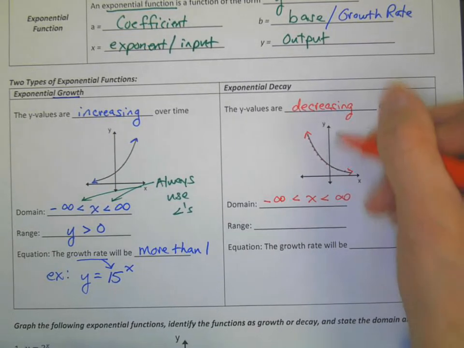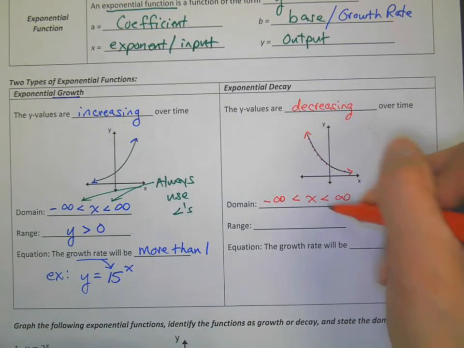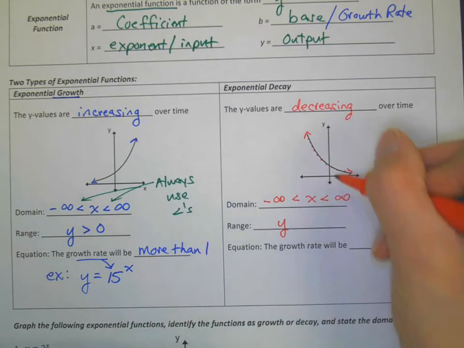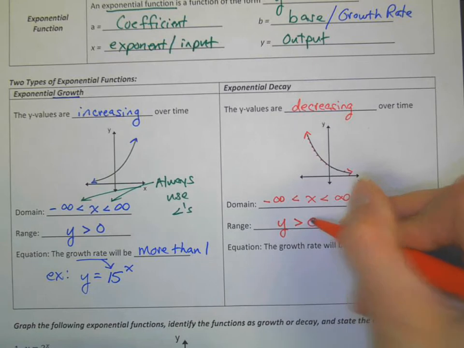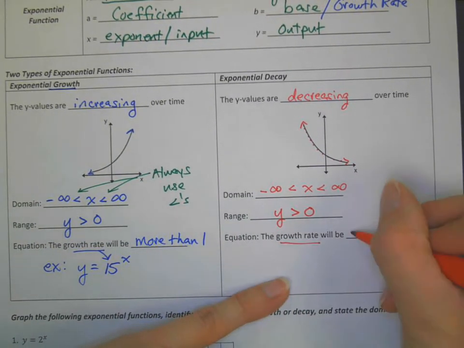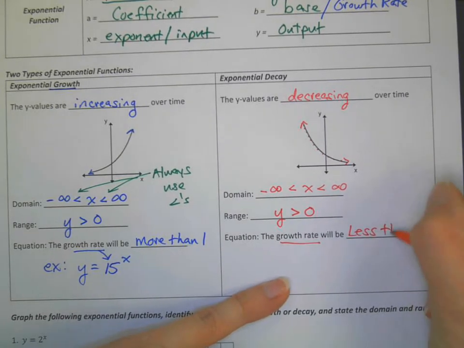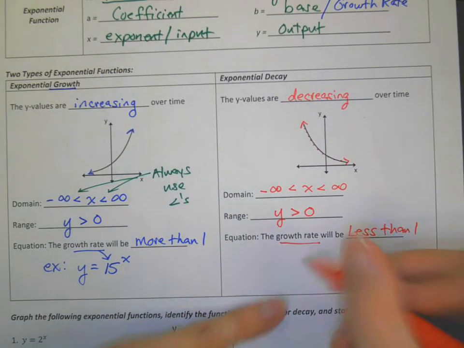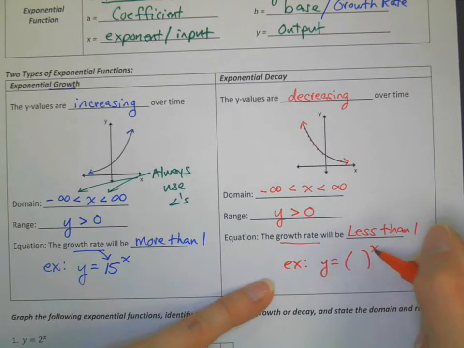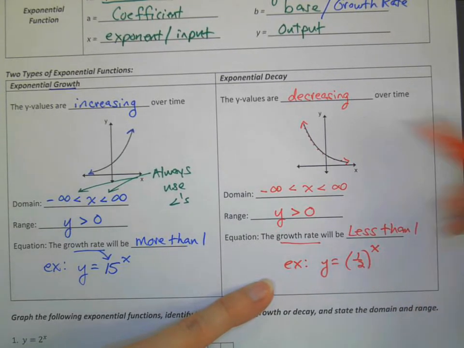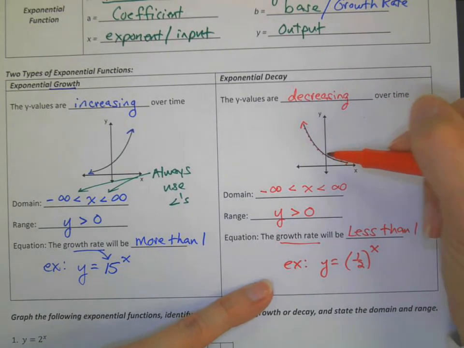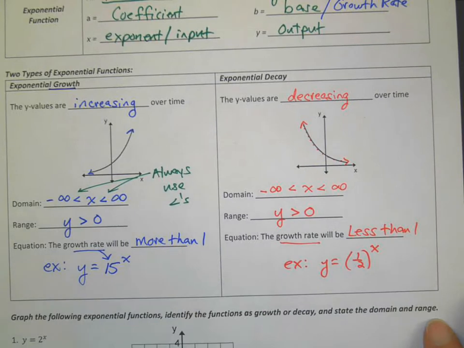And how about the range? Is there any graph below the x-axis? No, the range, all the y's are more than 0. What's the equation going to have? A growth rate that is less than 1. For example, I have y equals something less than 1. I know, a half. As time passes, half is left, until it gets really small.